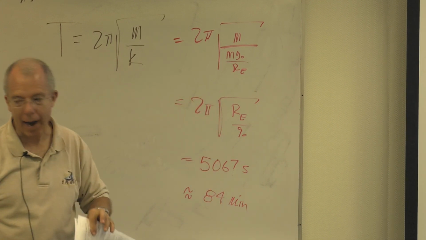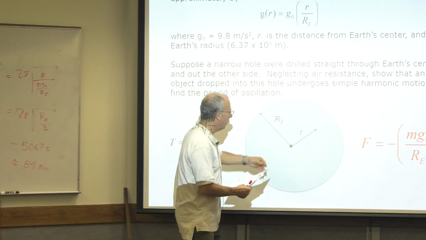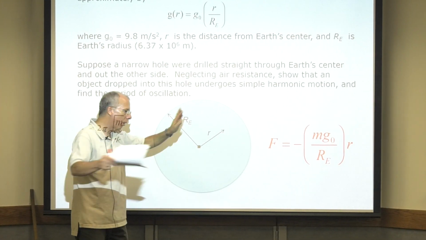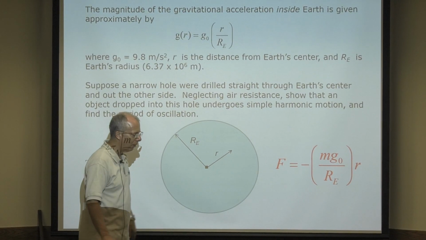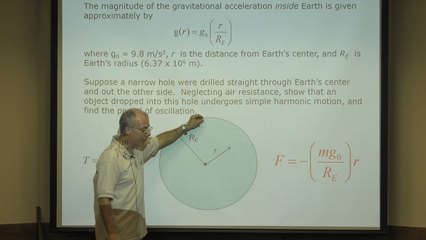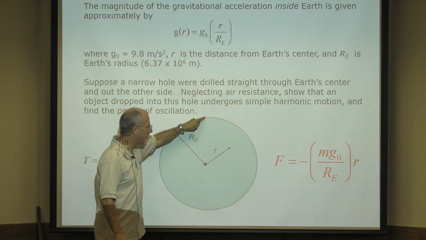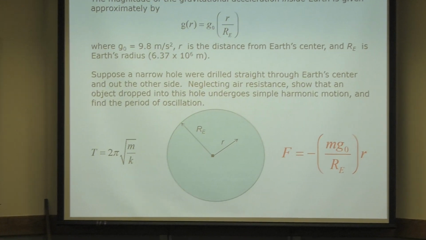Now, I hope you're impressed. So what does that mean? That means if you had a tunnel through the center of the Earth, and you ignored air resistance and heat and all the goofy things, no lava and anything, all right? If you just had a tunnel through the center of the Earth, and you dropped something, the period, the time from this to that, the period would be 84 minutes.